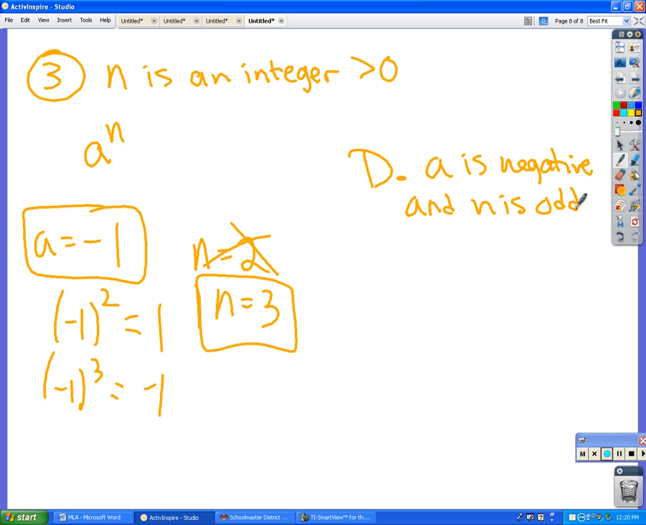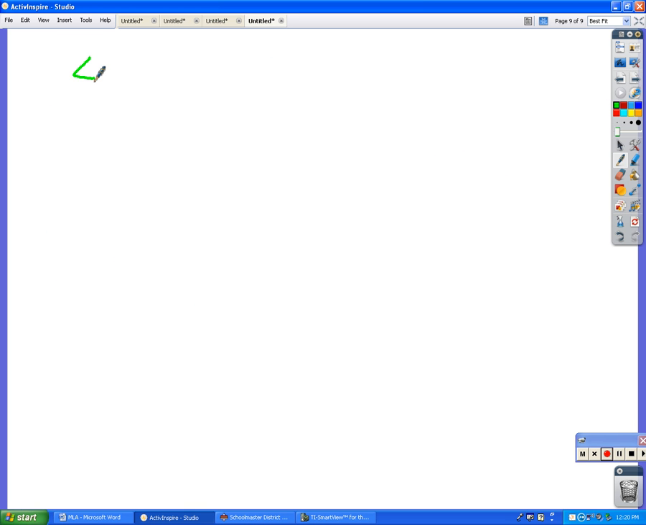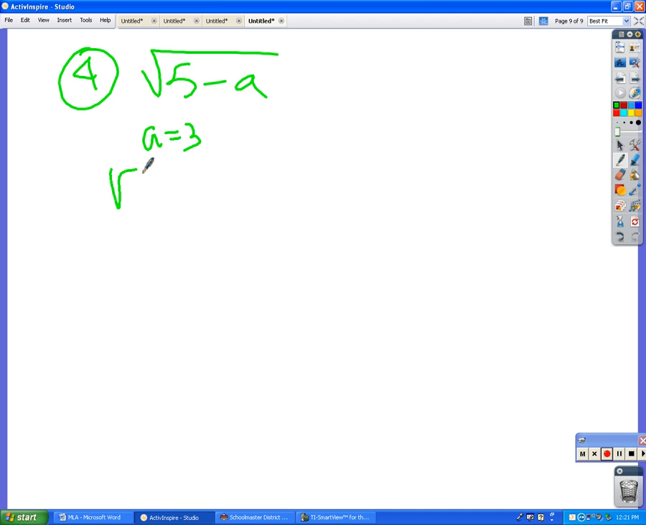Okay? All right, and then the last one. I have the square root of 5 minus a, and I want to have a real number as an answer. How would I get a number that's not a real number as an answer? Give me a number that I would plug in for a. No, that's a real number. A decimal's a real number. Give me a number that I could plug in for a and I would get a non-real answer.